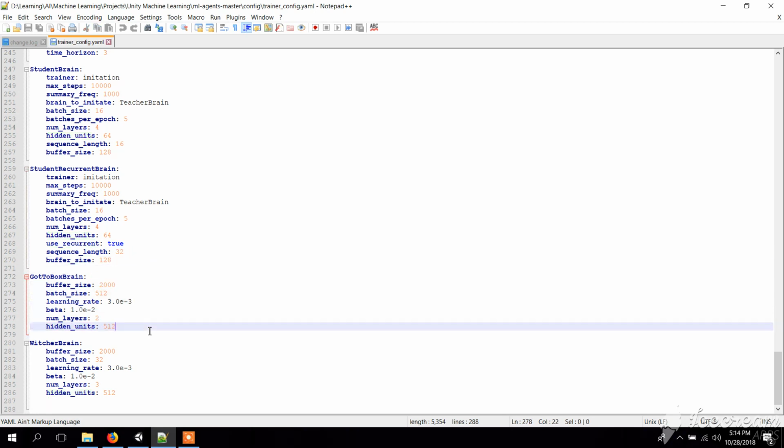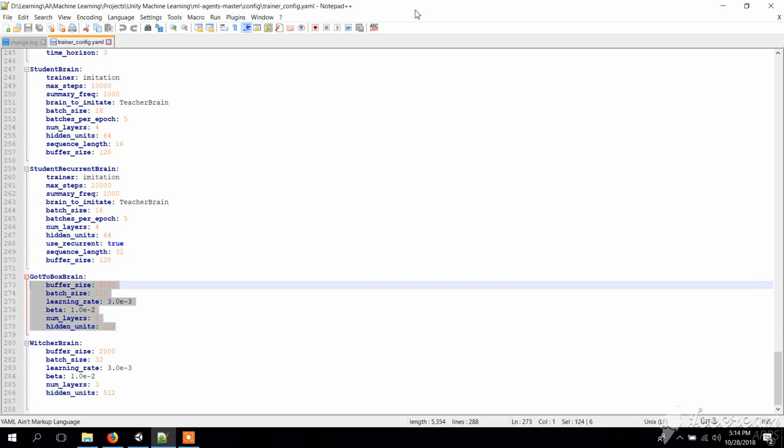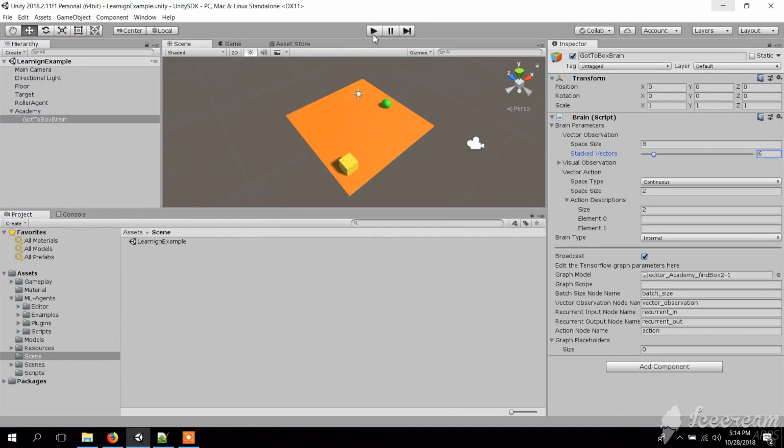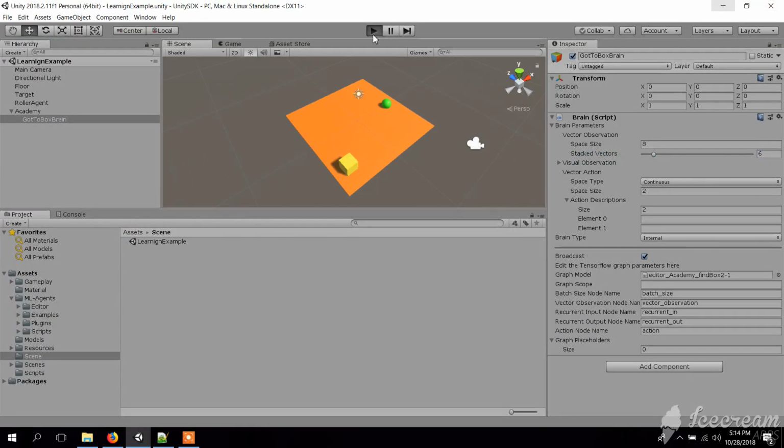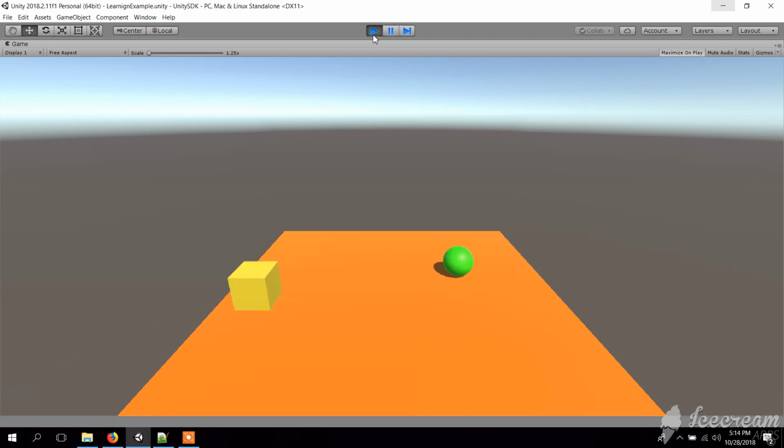For these values, I found the training is very good. So you can see the end result. It's actually pretty good. It's following the cube. So go to my blog and see how all this can be done. This can be set up within 1 hour very easily.